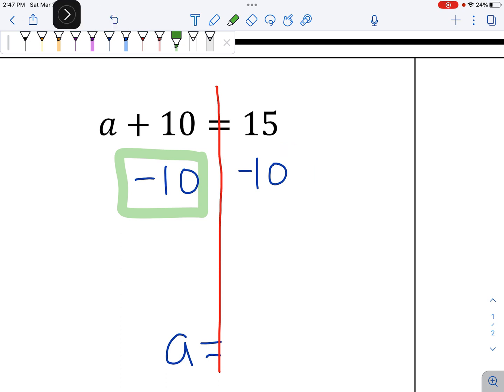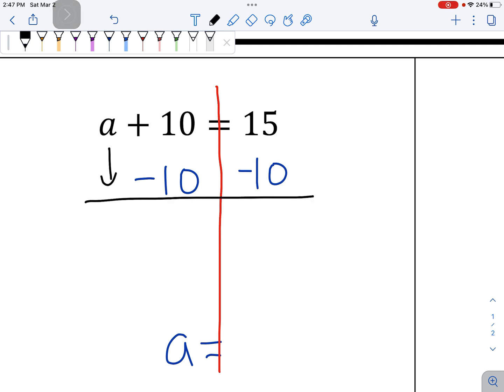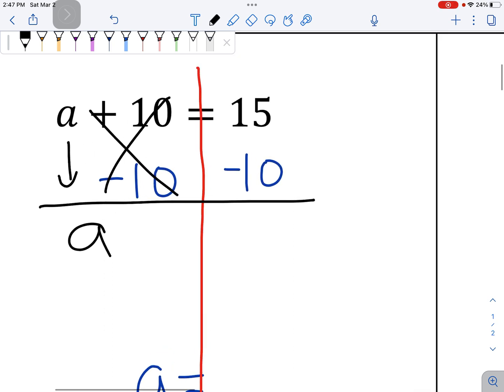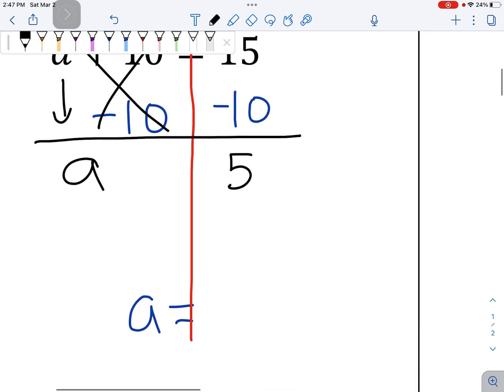All right. Now I'm going to write an equals line, drop down the A. So all I have left is A because these cancel each other out. And on the other side, 15 take away 10 is 5. So that means A should equal 5.